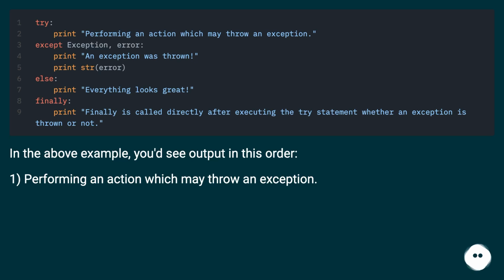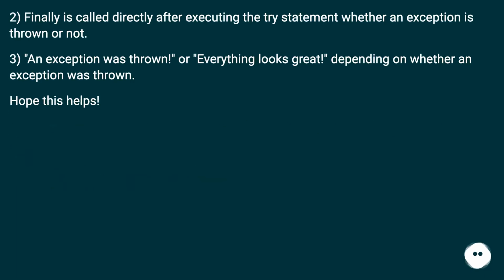In the above example, you'd see output in this order. 1. Performing an action which may throw an exception. 2. Finally is called directly after executing the try statement whether an exception is thrown or not. 3. An exception was thrown, or everything looks great, depending on whether an exception was thrown. Hope this helps.